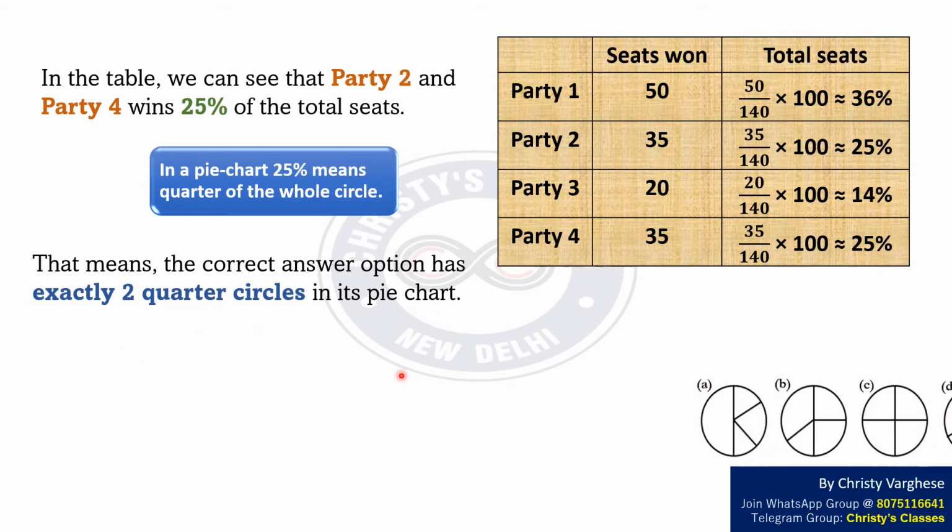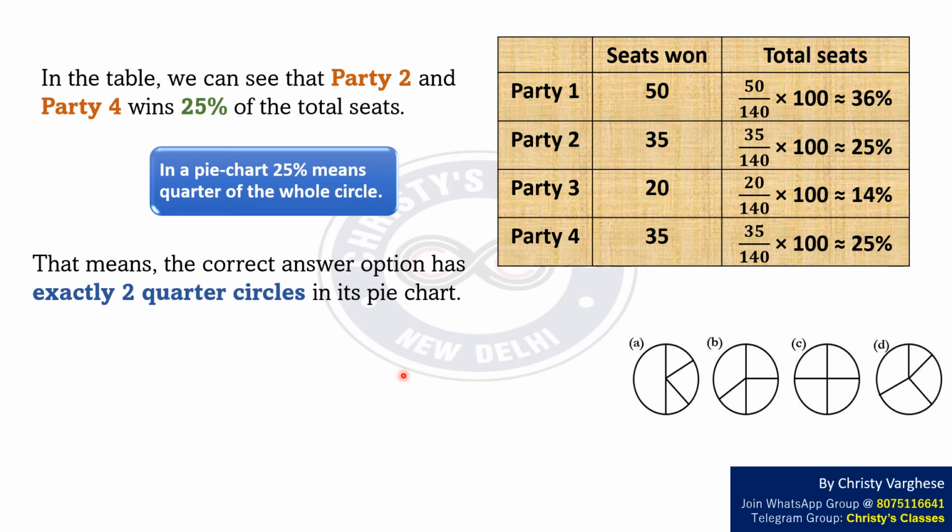And these are our 4 answer options. From this, we can see that only option B has exactly 2 quarter circles in its pie chart. So, the correct answer to the question is option B.